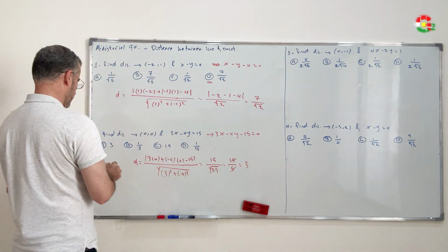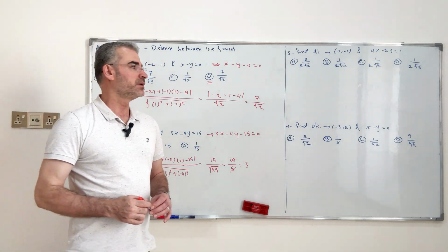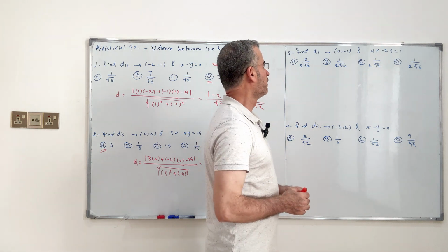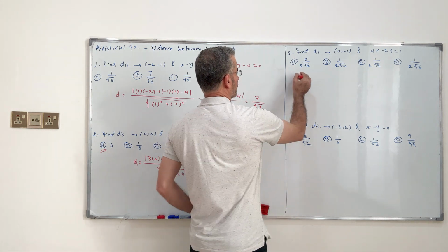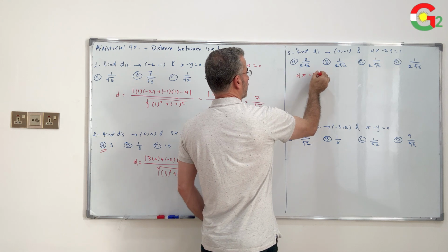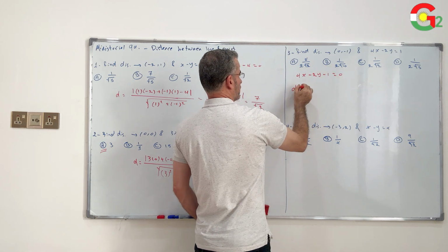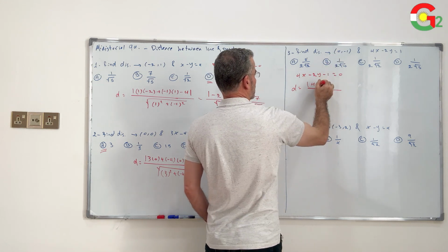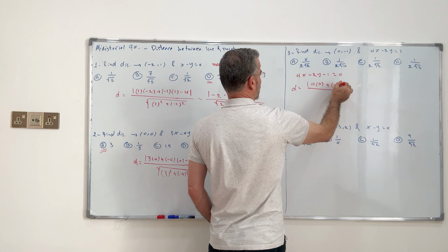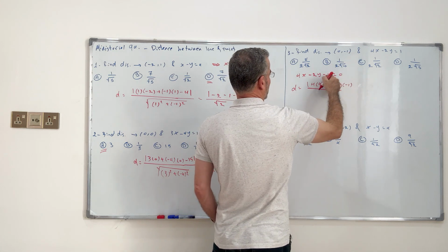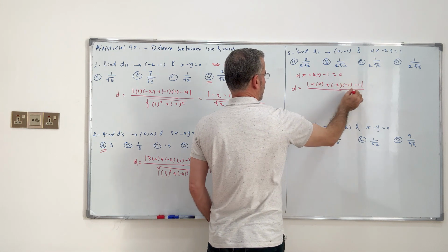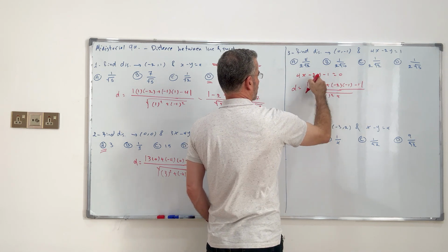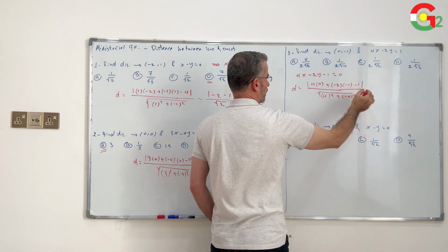Equals 3. Choice number A. Find the distance between the point (0, negative 1) and the line 4x minus 2y equals 1. Rewrite the equation in general form, then find the distance. Absolute value of a, 4 times 0, plus negative 2 times negative 1, plus c, over the square root of a squared, 4 squared, plus b squared, negative 2 squared.